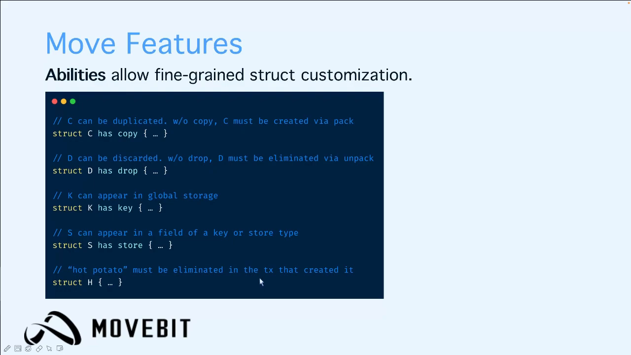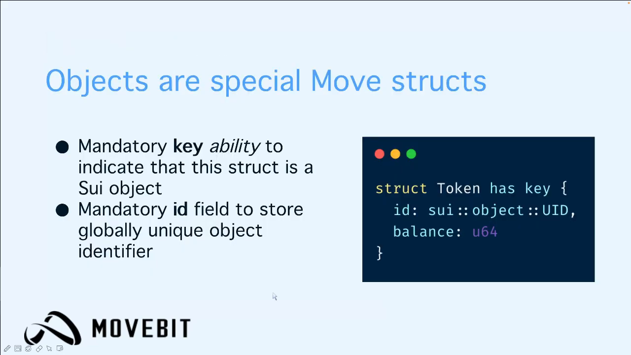Alright, so the Sui Move object is just an instance of a special Move structure variable, and it has to have two properties. The first one is the key ability, which indicates that the structure is a Sui object. And the second one is the ID field, which stores the globally unique object identifier. As you can see here, the token is a Sui Move object, which has the key ability and also the ID field.